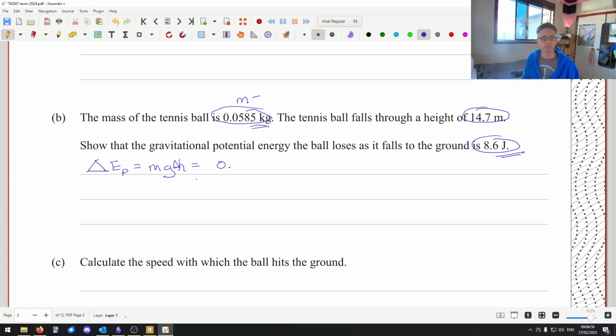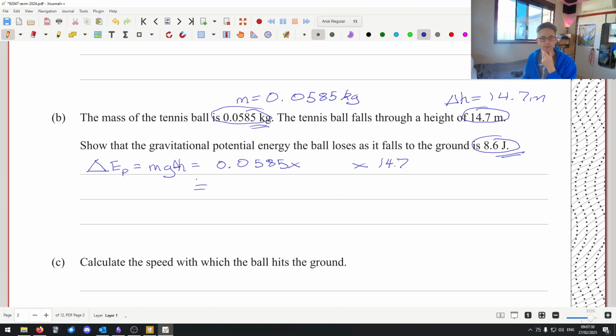So the mass is this one, 0.0585 kilograms. And they've also given us the delta H, or the change in height, which is 14.7 meters, and we should end up with this 8.6. So we've got two of the numbers so far. We don't have g, but g is in the list of equations that you'll be getting.